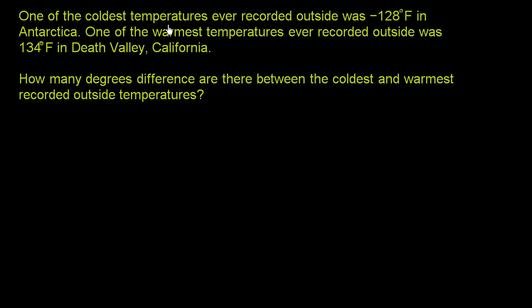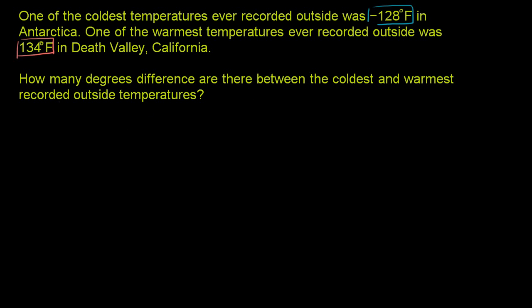One of the coldest temperatures ever recorded outside was negative 128 degrees Fahrenheit in Antarctica. One of the warmest temperatures ever recorded outside was 134 degrees Fahrenheit in Death Valley, California. How many degrees difference are there between the coldest and warmest recorded outside temperatures?